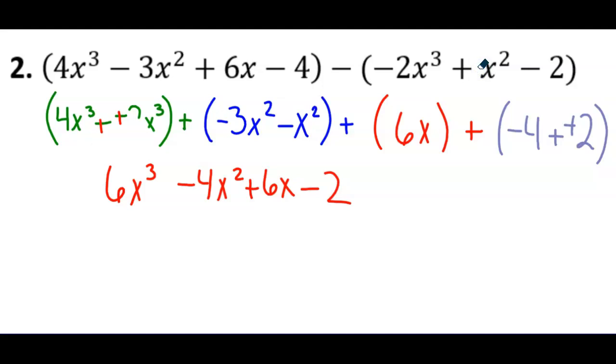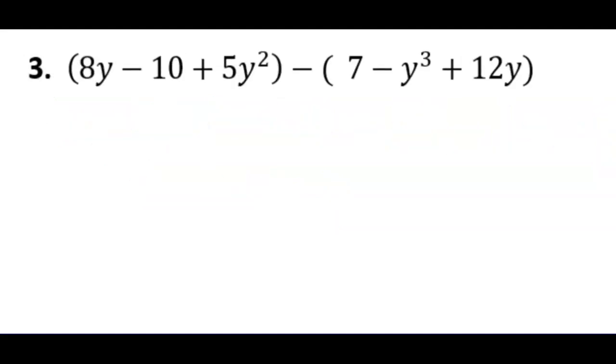Okay? Your 6x doesn't have a partner, so he stays the way it is. And then -4 minus -2 changes to plus plus, so you get -2. Okay? Have you done number 3 yet? For number 3, if you want to do align and add, you probably want to put this one in order.